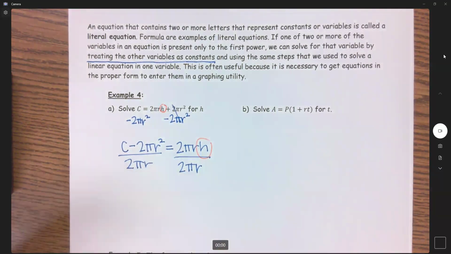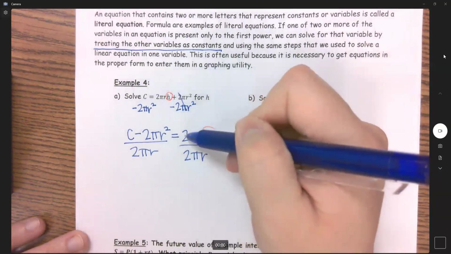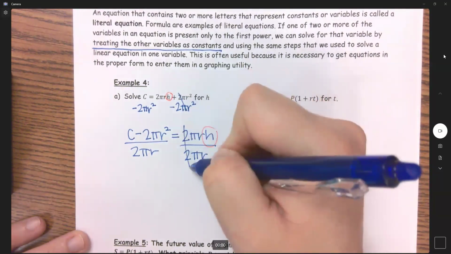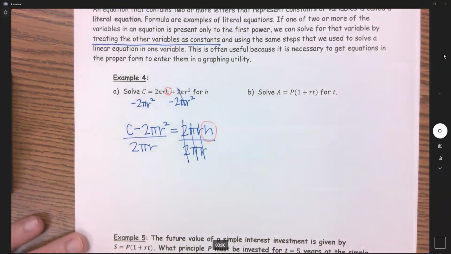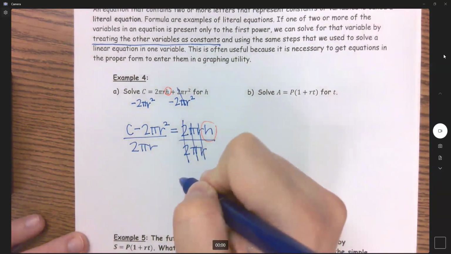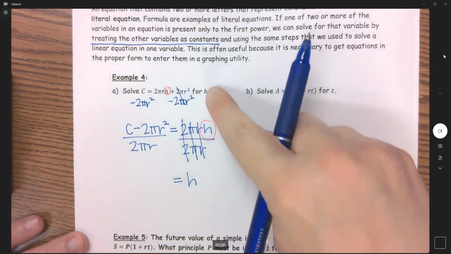Now we have to be careful here. On this side, 2 pi and r are all going to cancel. That's the whole reason we divided. So I am left with just h over here, which was the goal, solve for h.